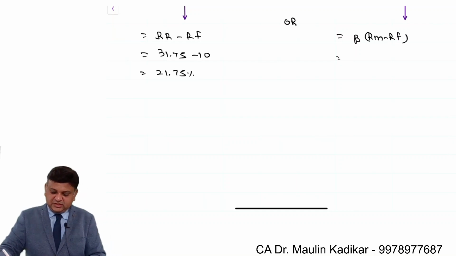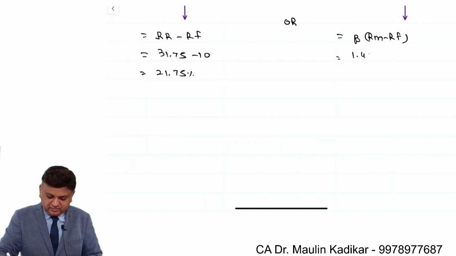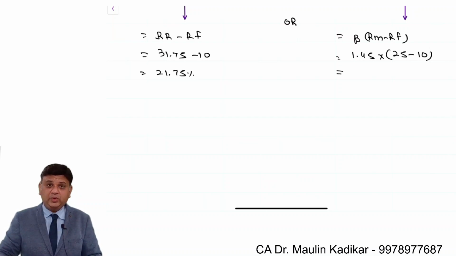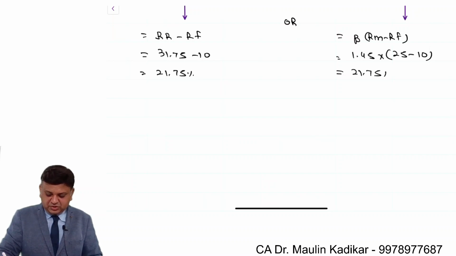What is beta of the security Y? It is 1.45. RM is 25. RF is 10. So 15 into 1.45 is 21.75. This is the way you can calculate the answer.